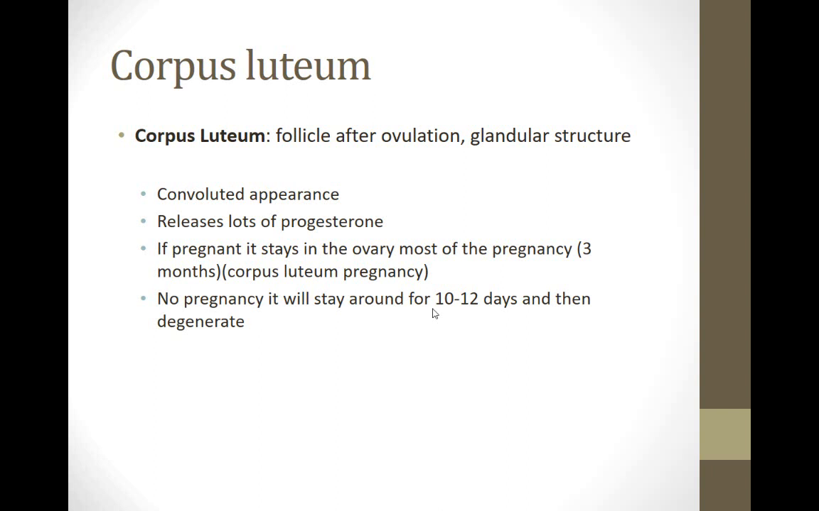So why only 3 months? What happens at the 3-month mark? Well, the placenta is fully developed at that point, and the placenta takes over for the corpus luteum. The placenta starts to make a bunch of progesterone. Okay, so that's why only up to 3 months if the female is pregnant.